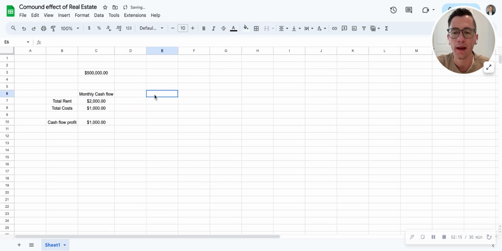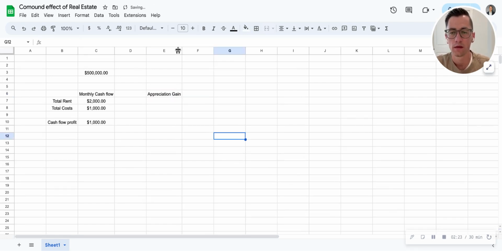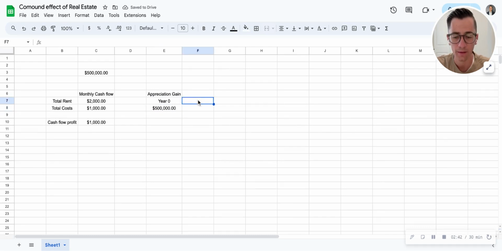Your next way that you make money in real estate is appreciation gain. Okay. So you buy this house, and let's show this here. So year 0, you buy it. That's the price that you buy it for. Year 1, year 2, year 3, year 4, or we'll go to year 5.